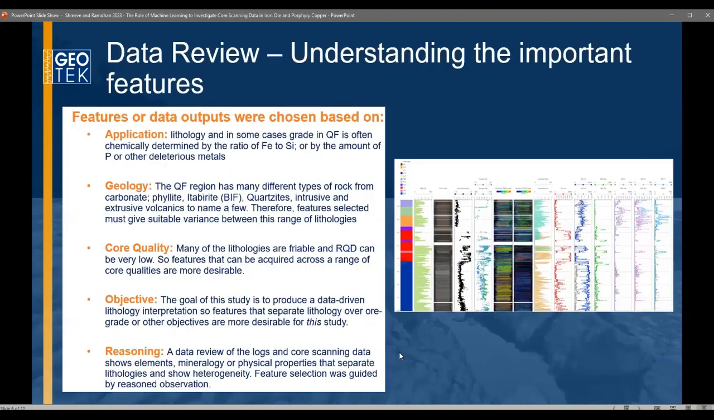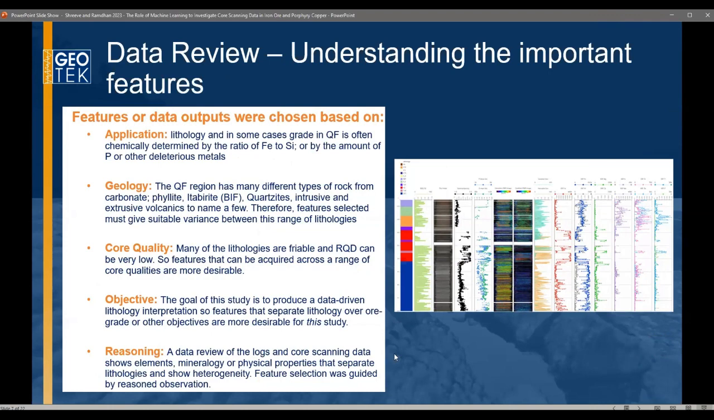But we have to select which are the most important features. And we've done this based on 5 key things: application, geology, quality of the core, objective, and the reasoning behind it. These are 5 important bits. The application: what we're trying to do is predict lithology. And in some cases, we've got to do that from chemical ratios. So we need to understand how Vale geologists did this originally, and that's often from iron and silica and other deleterious elements.